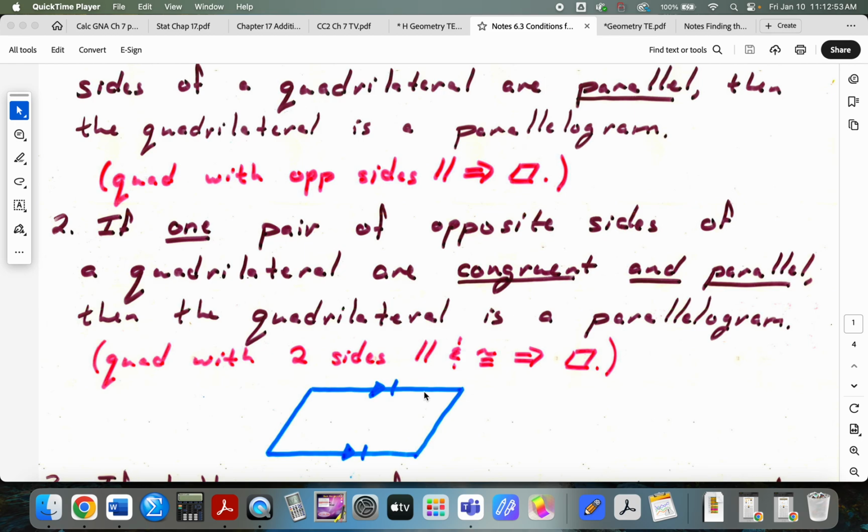So quadrilateral with two sides that are parallel and congruent. Be careful, it has to be the same two sides. It can't be the top and the bottom are parallel and the left and the right are congruent. Again, that could be a trapezoid. It has to be the same two sides.